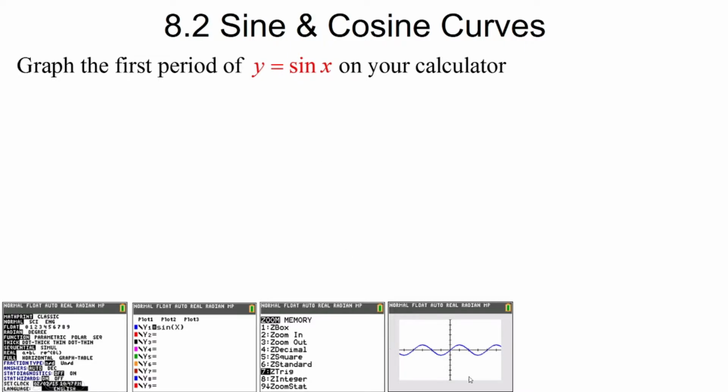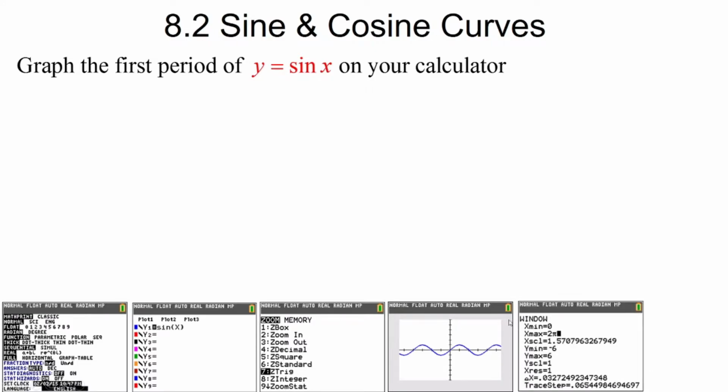I hope you guys at this point know that the first period would be pi over 2, pi, 3 pi over 2, and 2 pi right there. So the first period of y equals sine of x would be in the interval from 0 to 2 pi. So let's change our window right here, and all I'm going to do is hit my window button, and I'm going to make my x min 0 and my x max 2 times pi. I'm not going to mess with anything else. So let's see what this looks like. And there's what I have right there.